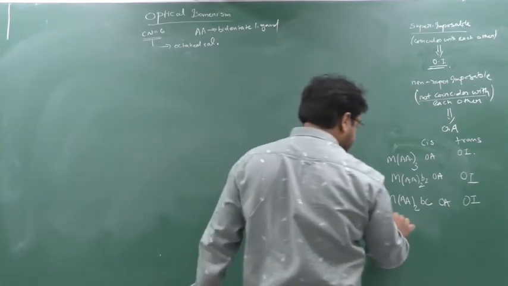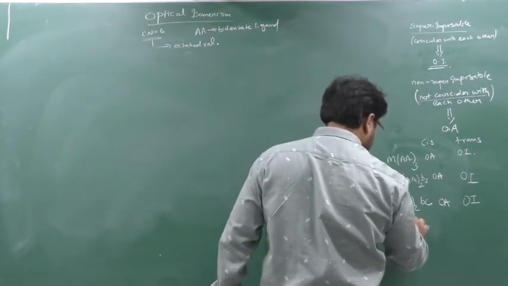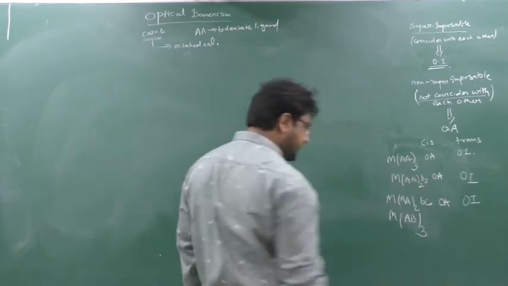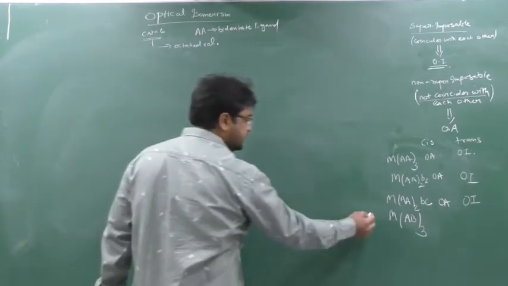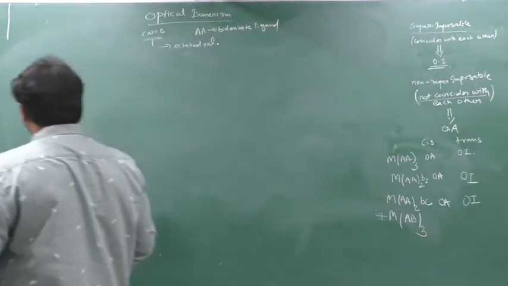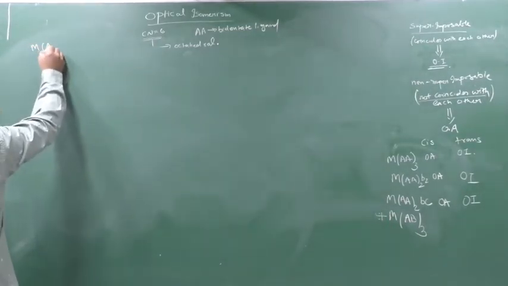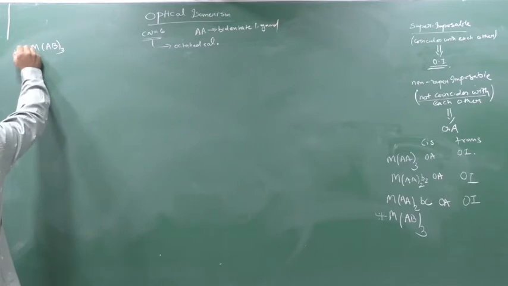MAB thrice. We'll see this. Sorry, AB thrice. Now see this. I will say from the start that this is a special case. Here, MAB thrice. Before starting, I am telling you the special case. Why? We will see this.